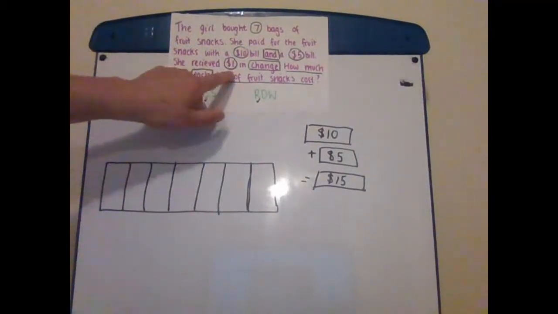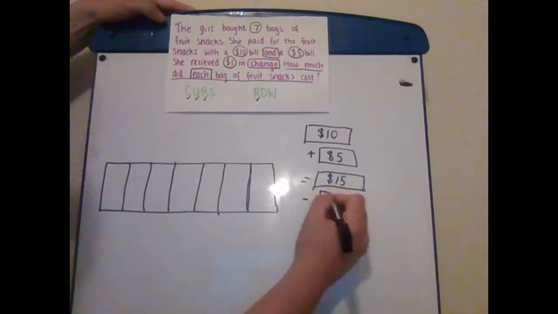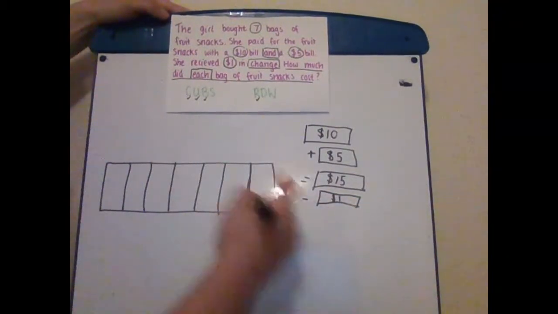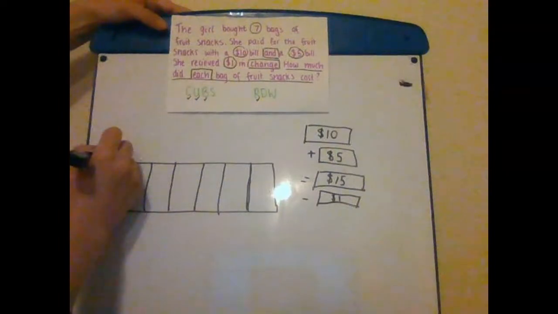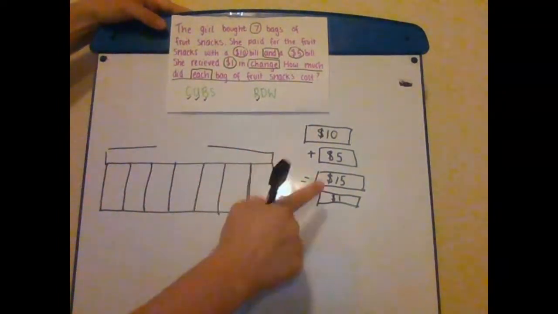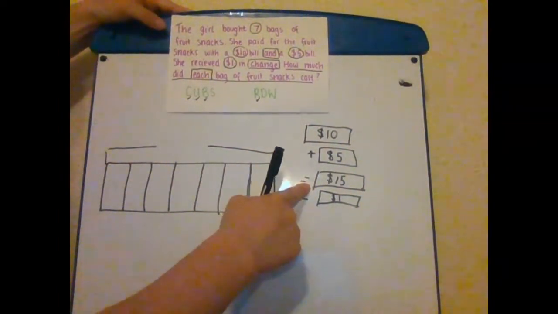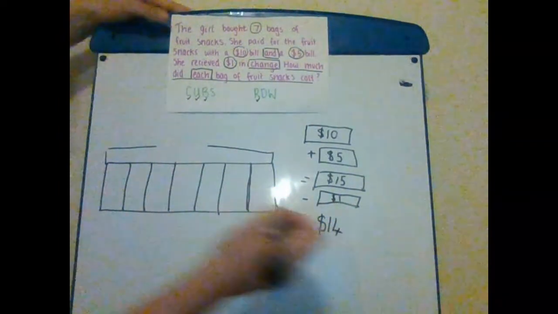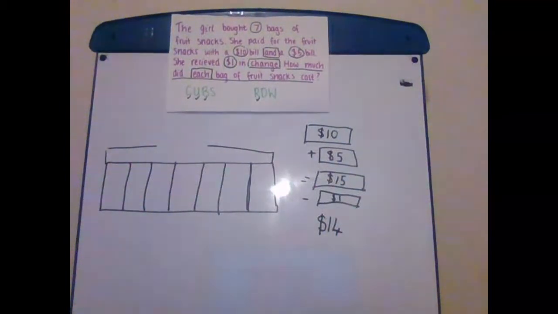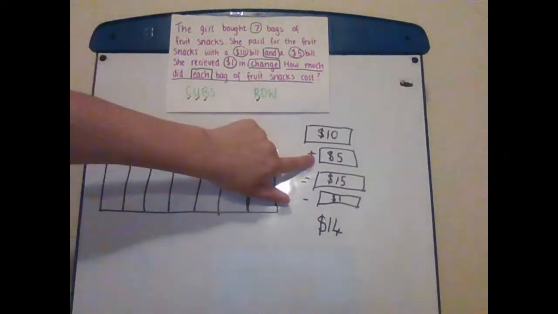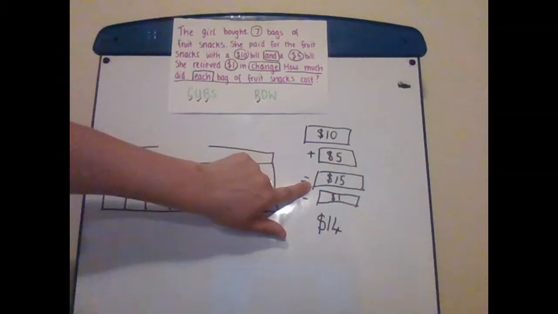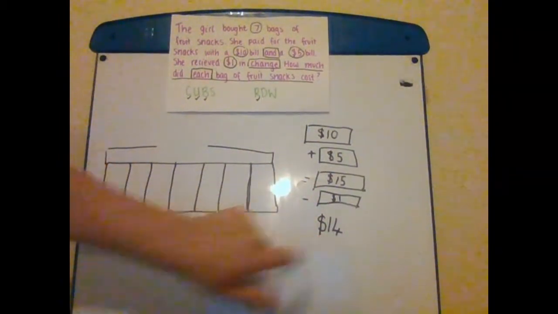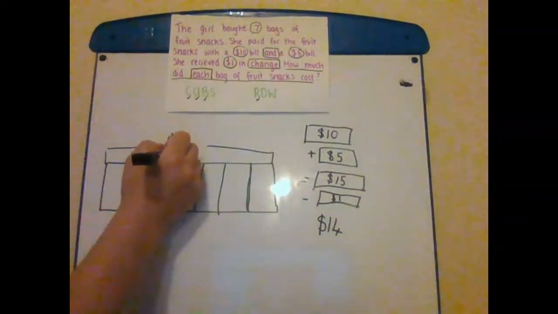But she got $1 back. So I need to take away $1 from here that she got back. Okay, so that means the total cost of all these fruit snacks has to be $15 that she handed over. She got $1 back, and that gives me a total of $14. Okay, so it cost her $14. She handed over a $10 bill and a $5 bill, which is a total of $15 that she handed over. She got $1 back, so I've subtracted the $1 to say that the total cost of these fruit snacks is now $14.